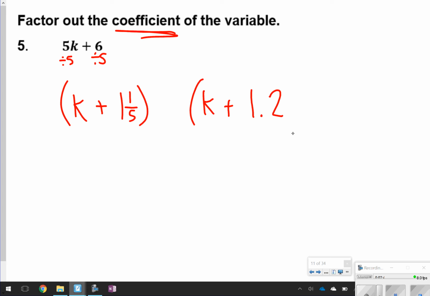You need to put parentheses around your problem, and then the number that was factored out goes on the outside, so that 5 needs to go on the outside. So either the first one, 5 parentheses k plus 1 1/5, or 5 parentheses k plus 1.2. Both of those mean the same thing.